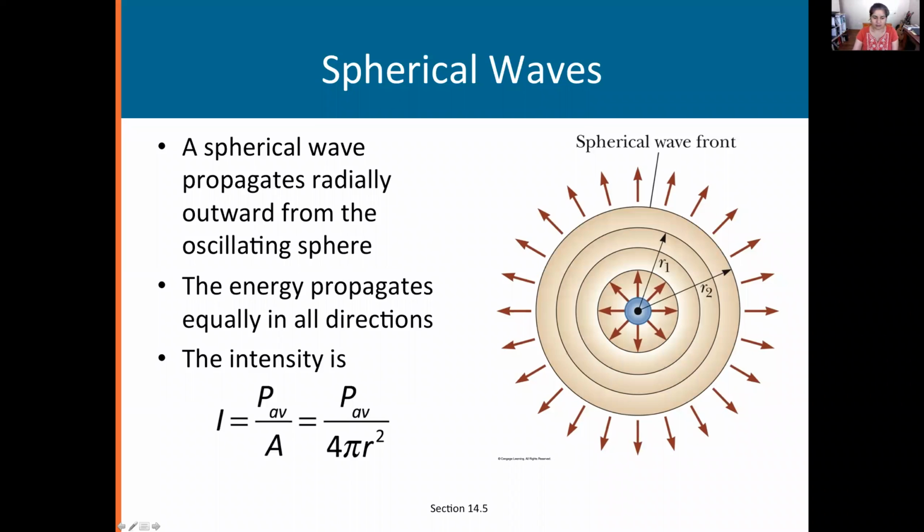So we saw that intensity equals power over area. So that's power, average power, over area, which is the surface area of the sphere, the formula for which is 4 pi r squared, okay?